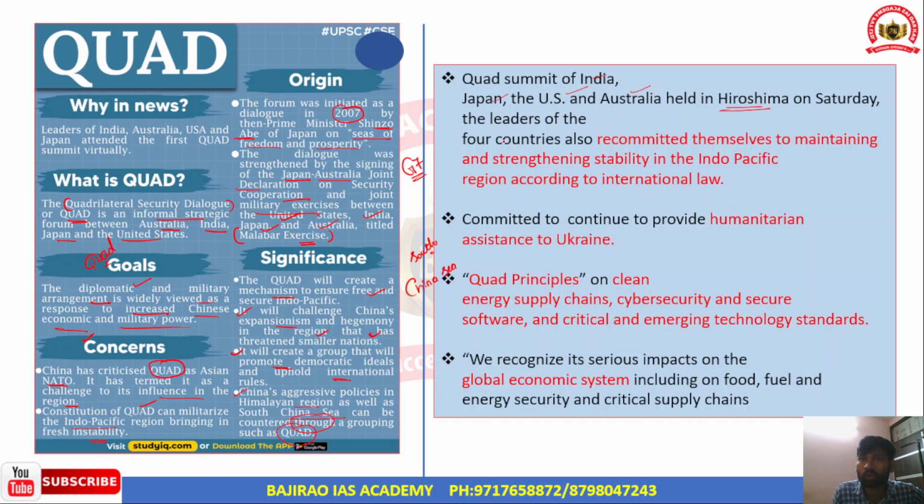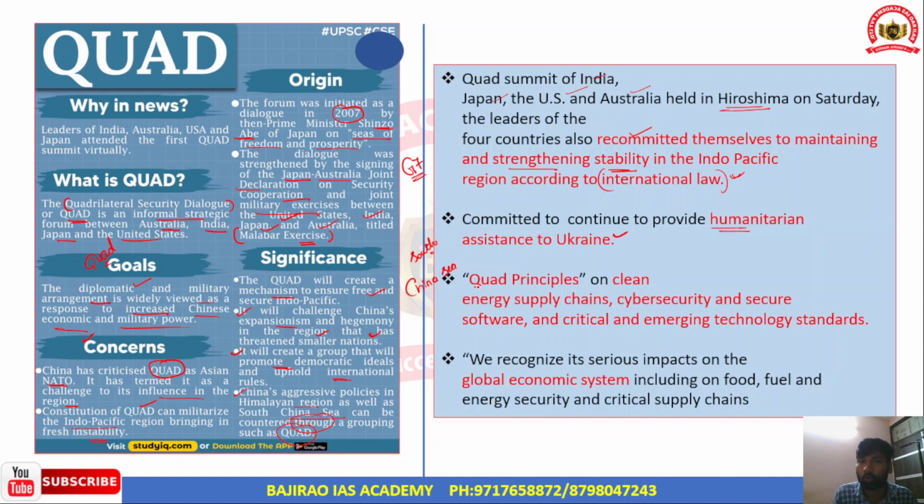The leaders of the four countries recommitted themselves to maintaining and strengthening stability in the Indo-Pacific region according to international law. They committed to maintaining stability and peace and ensuring prosperity in the Indo-Pacific region. They also committed to tackling any challenges posed by Chinese assertiveness or aggression in the region, and to continuing to provide humanitarian assistance to Ukraine.